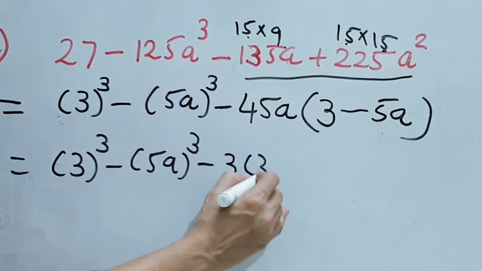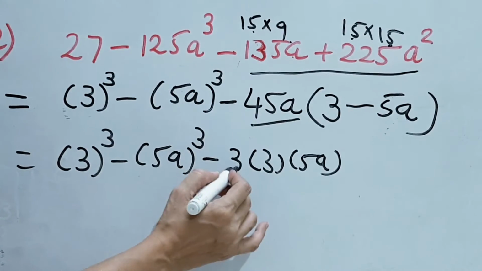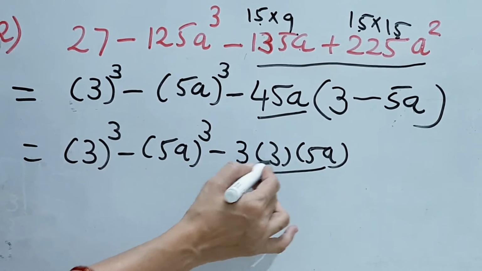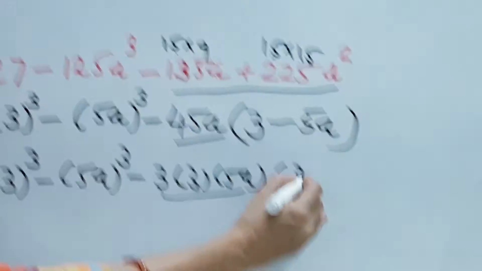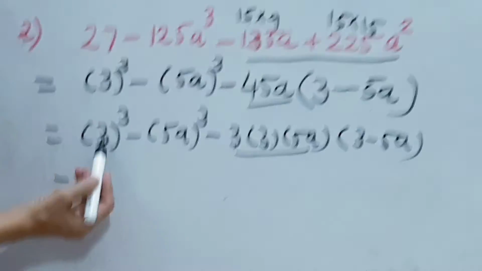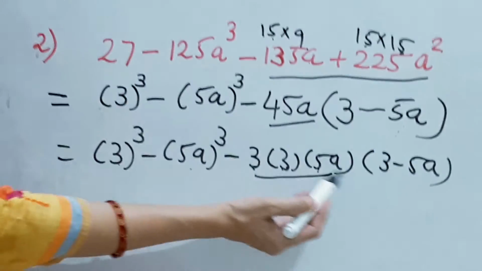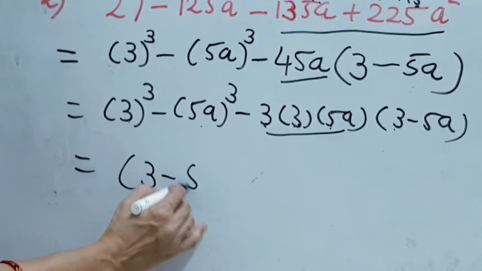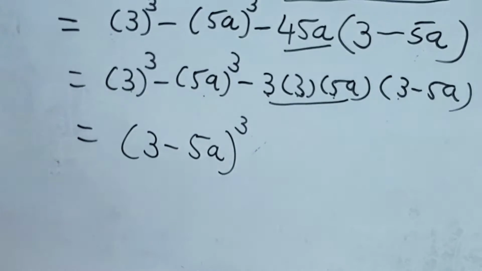Now again, 3 cube minus (5a) cube, 3 times 3 times 5a. Factorize this 45: 3 for the formula, 3 and 5a. Listen, 3 times 3 is 9, times 5 is 45. Correct? And 3 minus 5a. Now again, formula: a cube minus b cube minus 3ab in bracket a minus b. That means 3 minus 5a whole cube. That is the answer.